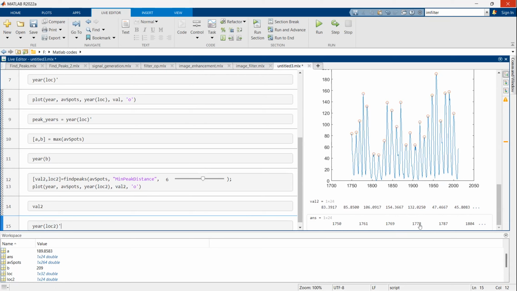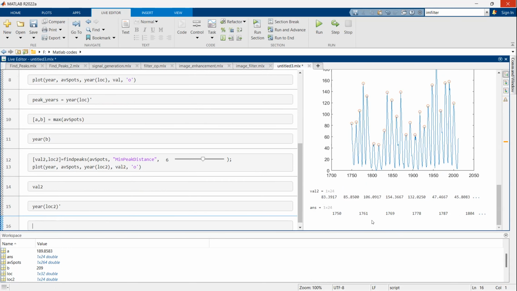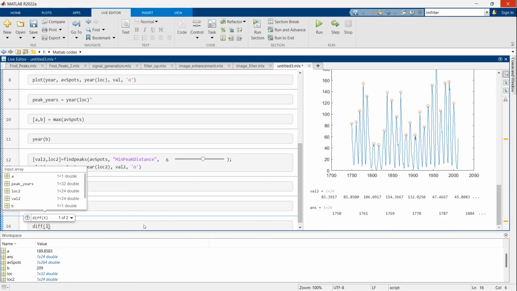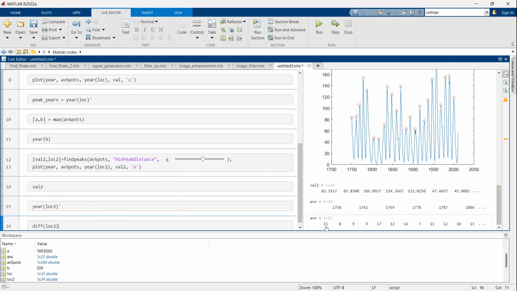Difference means after how many years you are getting this peak. We can ask this question, right? After how many years you are getting these peak values. So there is a function called diff, the difference in location 2. That will give you the difference between these two values. If we run this one, you can see 11.